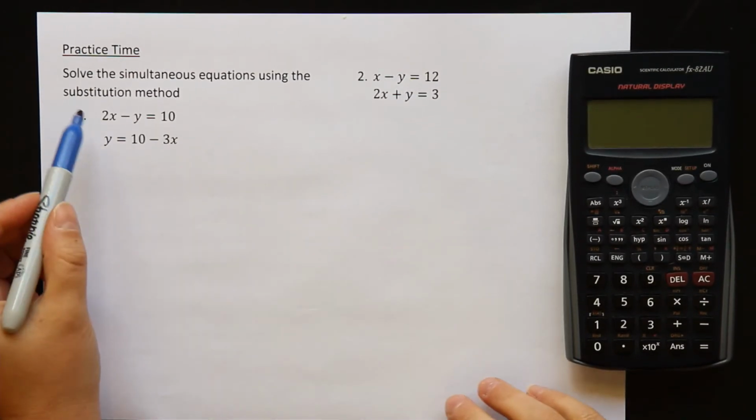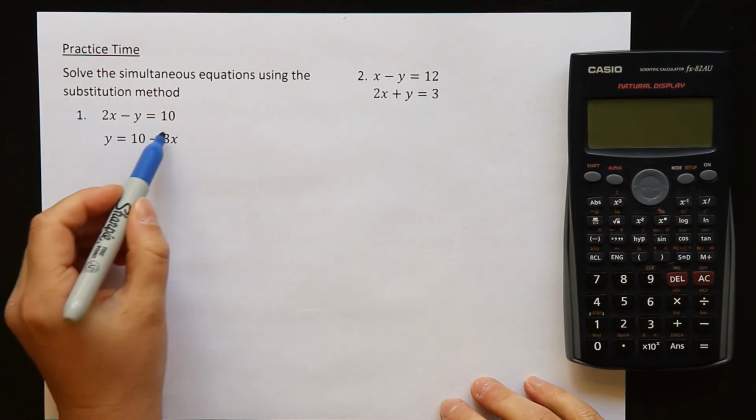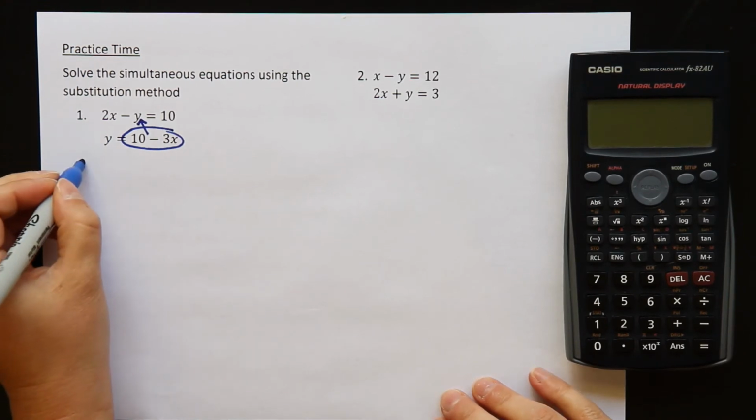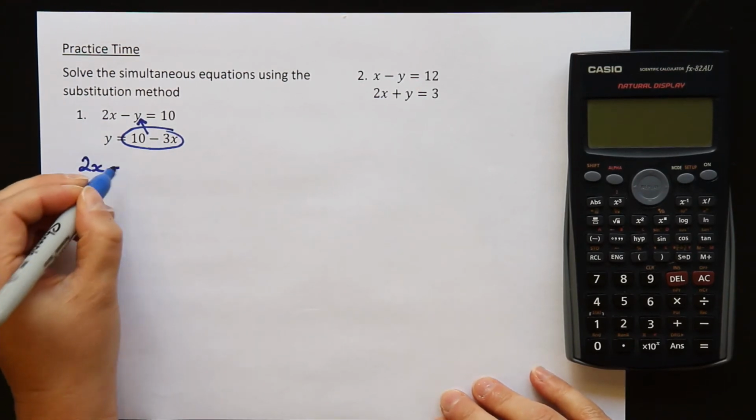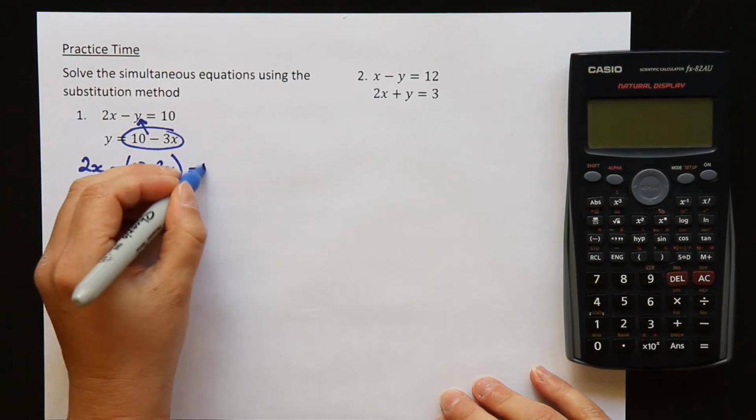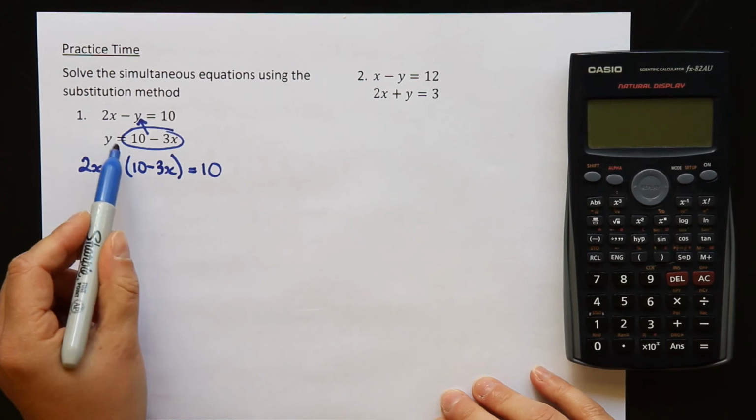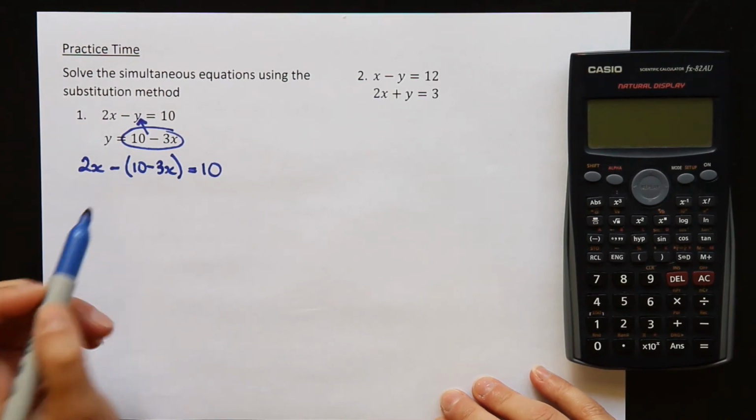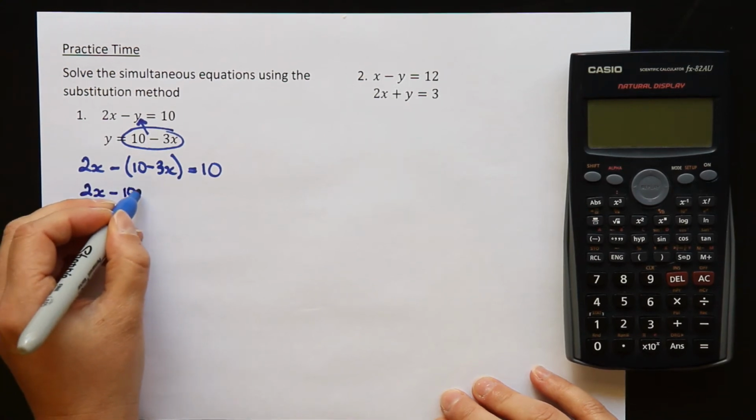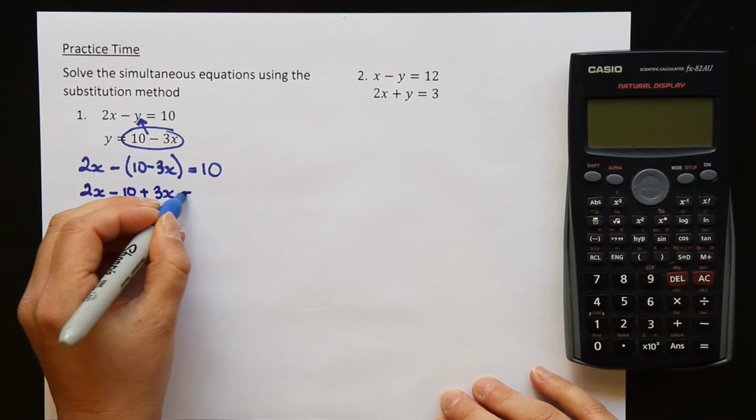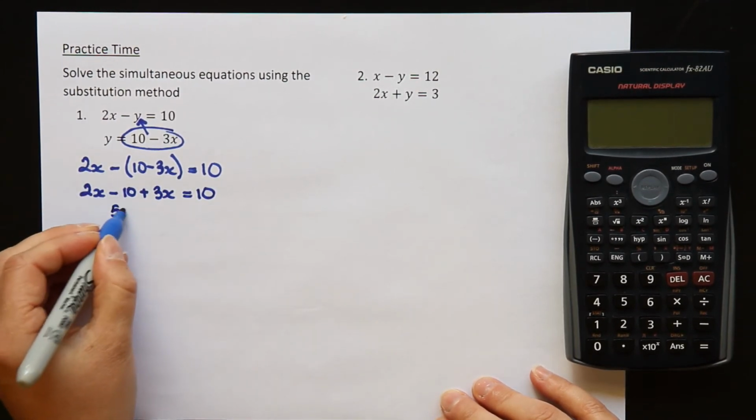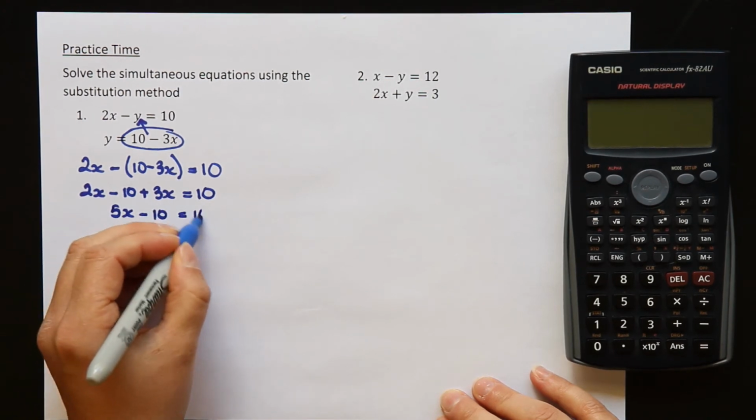So question 1, this equation has y by itself. So let's take what y is equal to and replace it into this equation. So that will be 2x minus, instead of y, 10 minus 3x, is equal to 10. So I've put brackets in here because you need to be careful that minus is going to need to be expanded into that bracket. So 2x minus 10 plus 3x is equal to 10. Collecting the x's, 2 plus 3 is 5x, minus 10 equals 10.